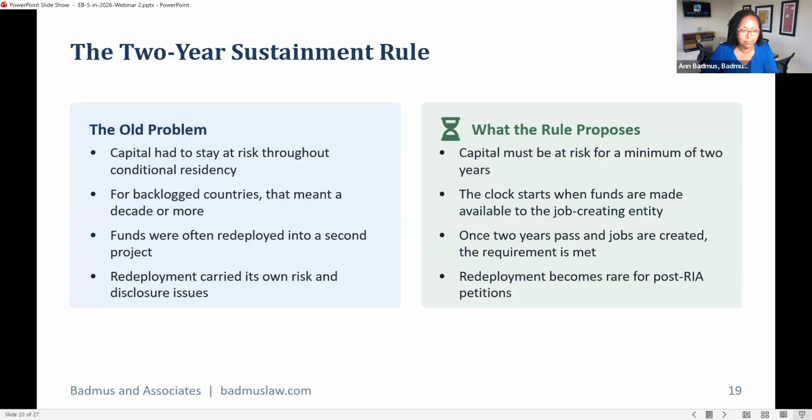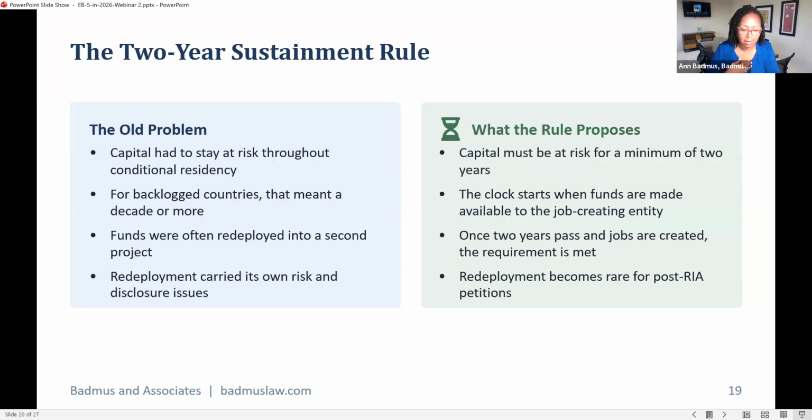But it actually is pretty favorable for investors, because under the previous system, your investment had to be at risk throughout conditional residency. That means if you put in $800,000 today, filed your EB-5 petition, got approved for conditional residence, and then applied to remove the conditions, that could be a 5-year process or more, which meant you had to keep that capital in that investment for at least that 5-year period. You could not get it back. And in some cases, if you were in a backlog country, even if you hadn't gotten your green card yet, you would have to keep that investment for 10 years if you were still in a backlog category. So it could be more than 5 years.